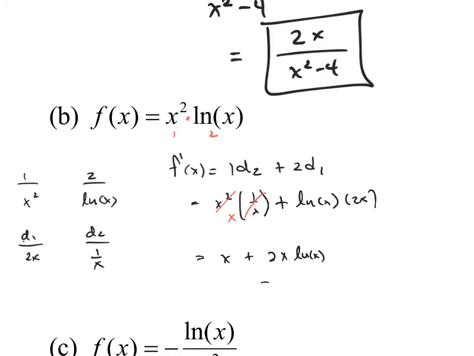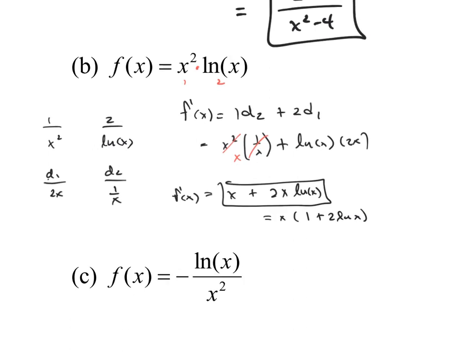If you wanted to get really fancy, I'm perfectly fine with that answer right there. That is our derivative function. If you wanted to get fancy, you could factor out the x and say it's x times 1 plus 2 natural log of x. You didn't need to factor it out, but certainly you could have. Up to you. So a nice problem there, requiring the product rule, a simple application. I also checked to see your knowledge about the natural log of x. Love that as a test problem.